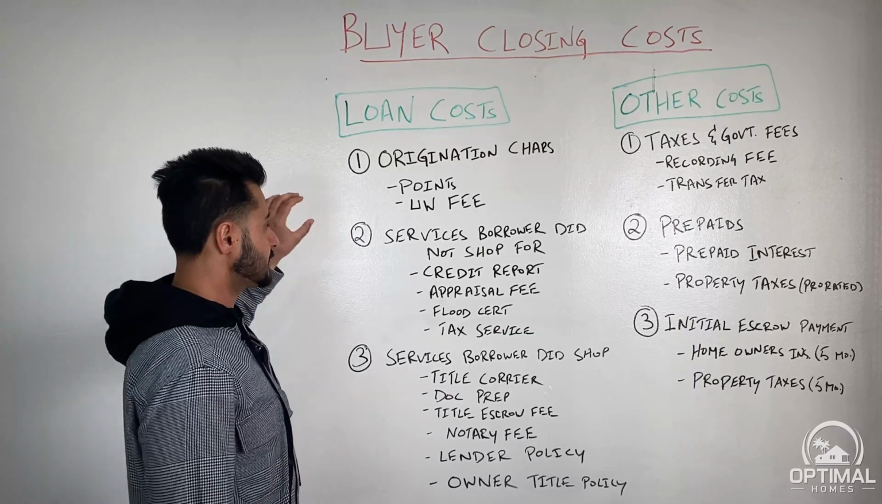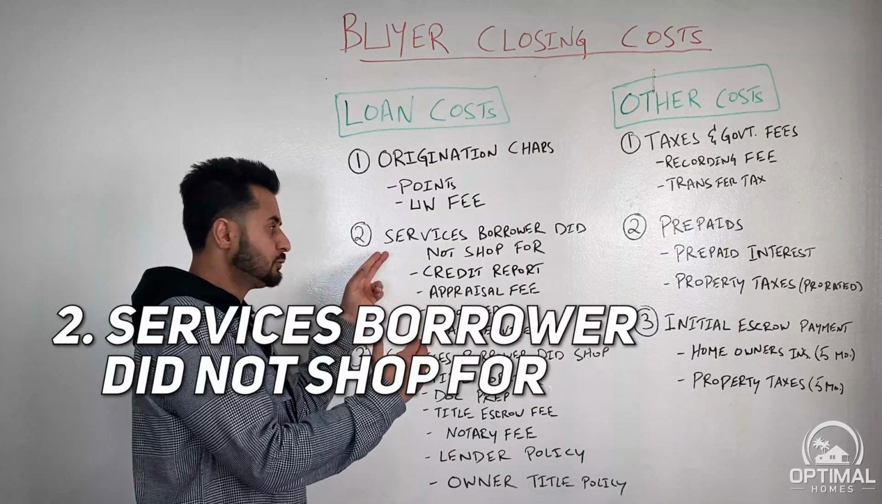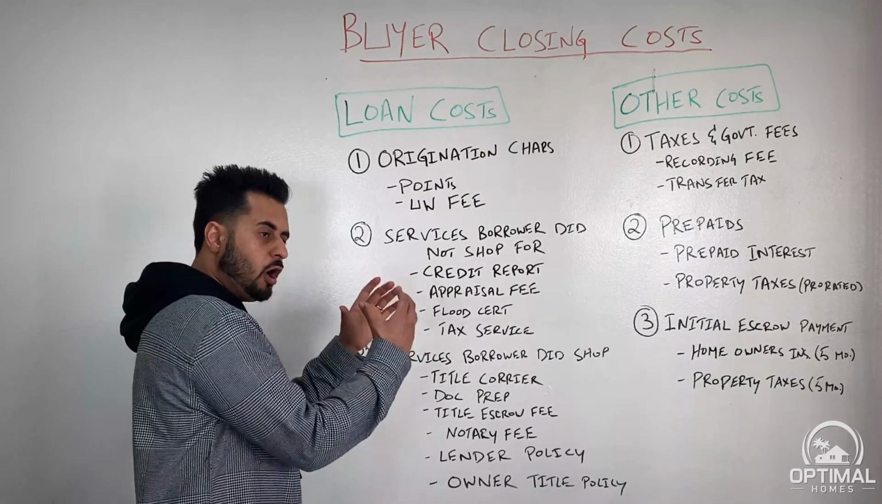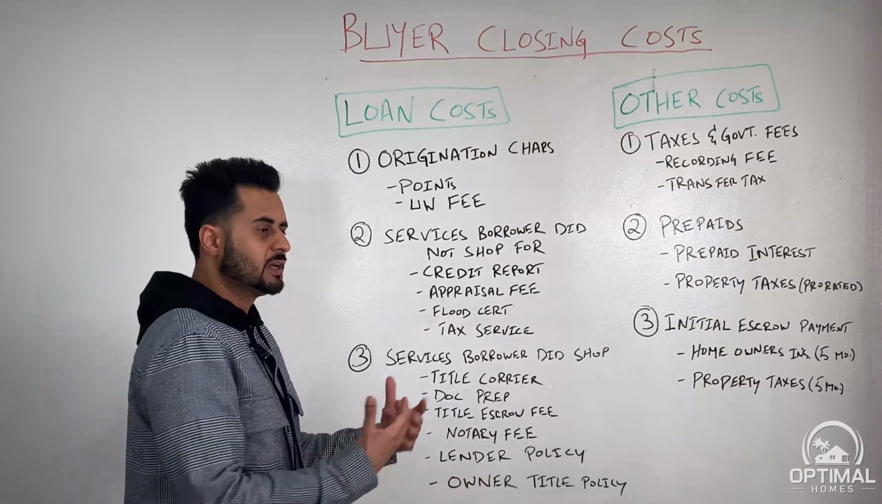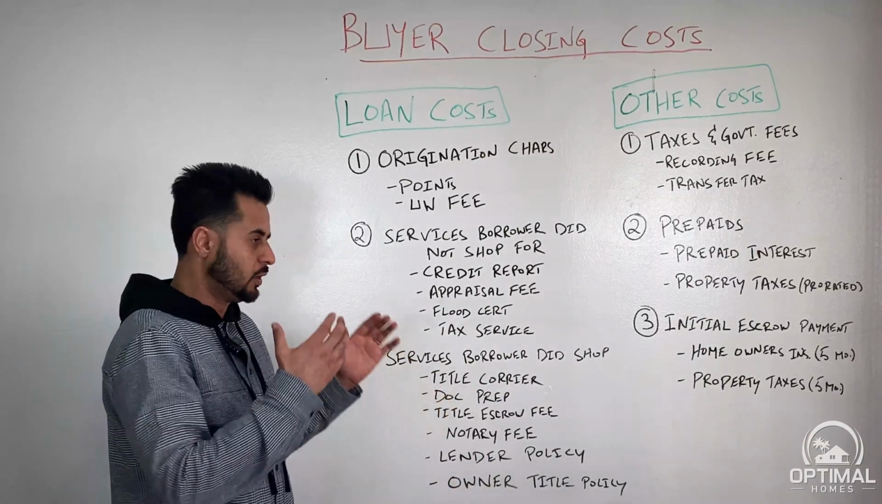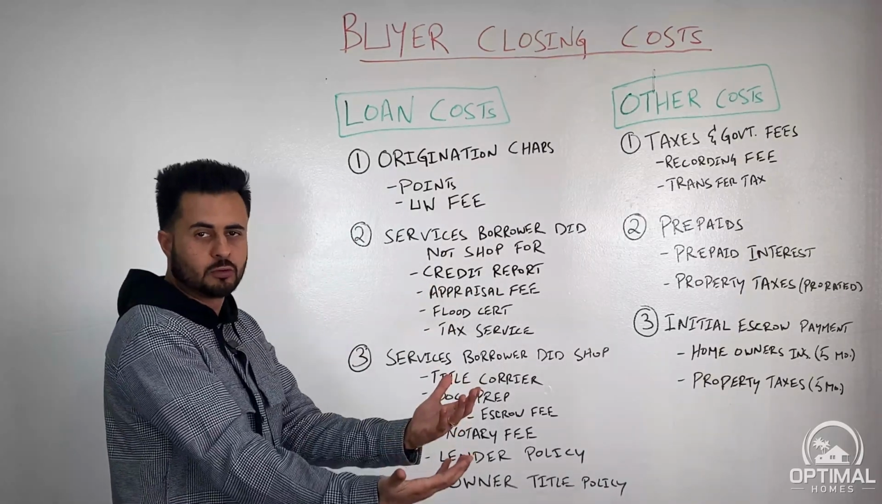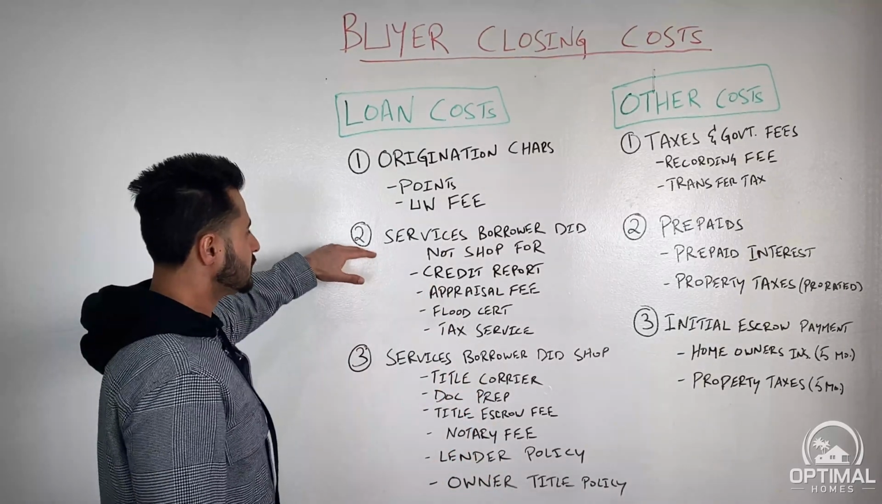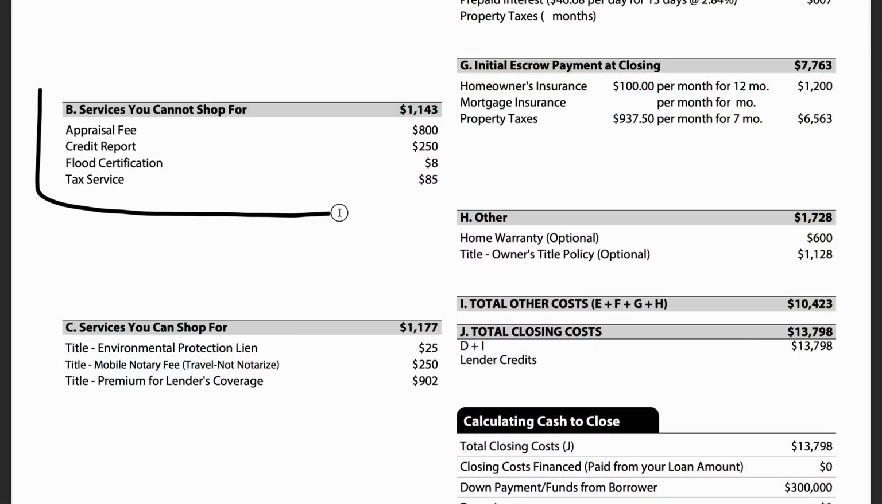Then you have services borrower did not shop for. I phrase it this way because that's how it is phrased on the loan estimate and on the closing disclosure. It's sort of confusing, but that's how it is. I want to put it in that manner so you can visualize it when you're reading the loan estimate and the closing disclosure. Services borrower did not shop for contain credit report fee, appraisal fee, flood cert, and tax service. The credit report fee is pretty self-explanatory. Your lender is going to charge you that.